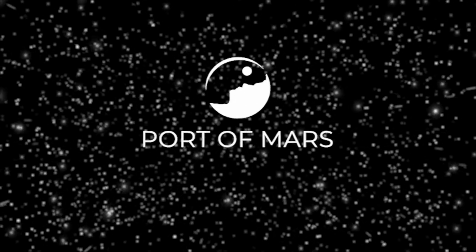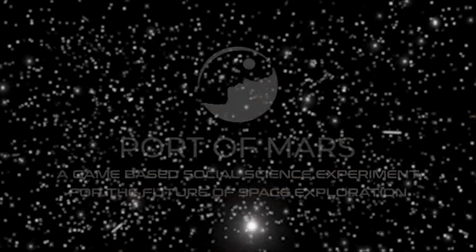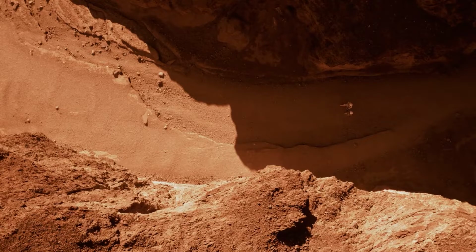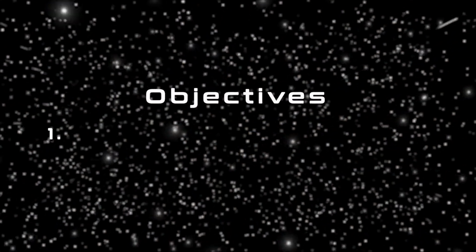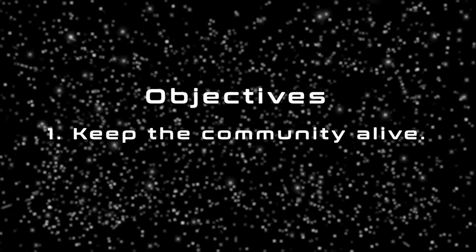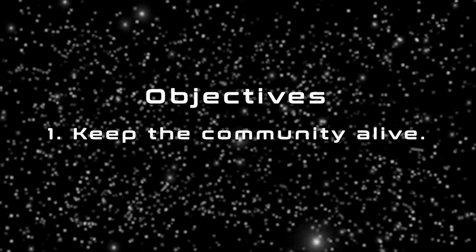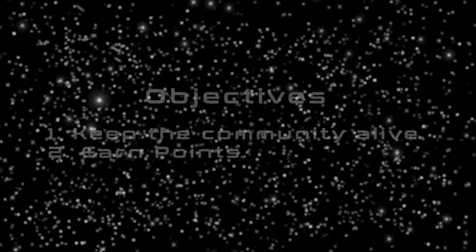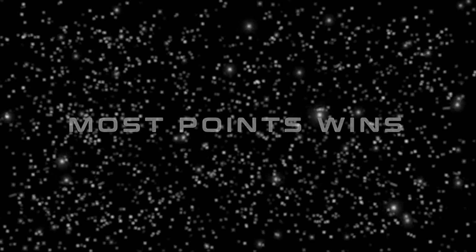Welcome to Port of Mars, the first human community on the Red Planet. Mars is a dangerous and hostile planet. You must find a way to survive and thrive. You have two objectives. One, keep the community alive by keeping system health from reaching zero. Two, earn points by purchasing accomplishments. The player with the most points at the end of the game wins.